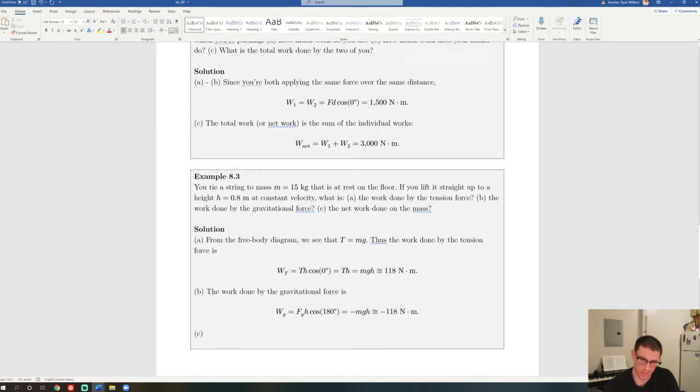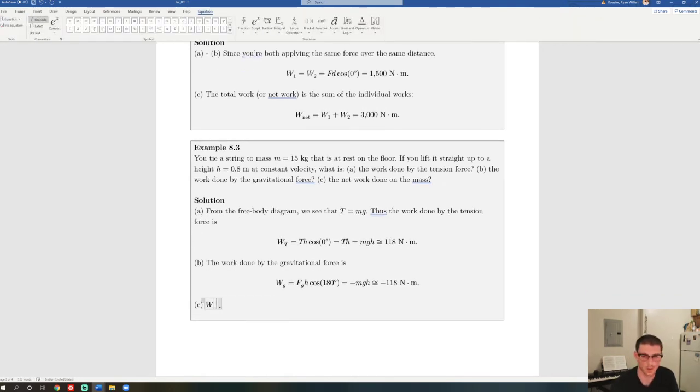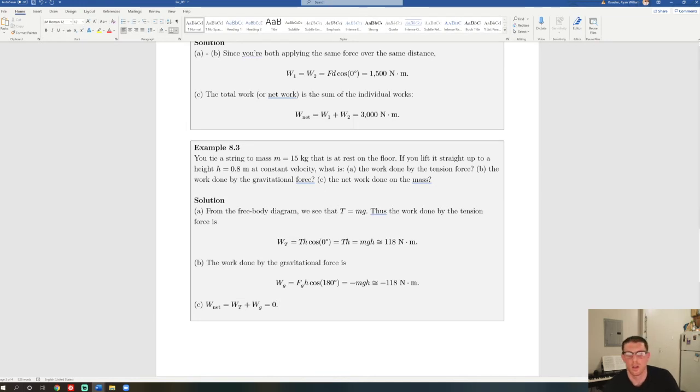So the net work, right, is just the sum of the work done by tension and the work done by the gravitational force. And this is 0. And so that's kind of interesting, right? Because, you know, if nothing else, maybe it sort of runs counter to your ideas about what work means. Maybe your colloquial, I guess is the word that I'm looking for, ideas about what work is.